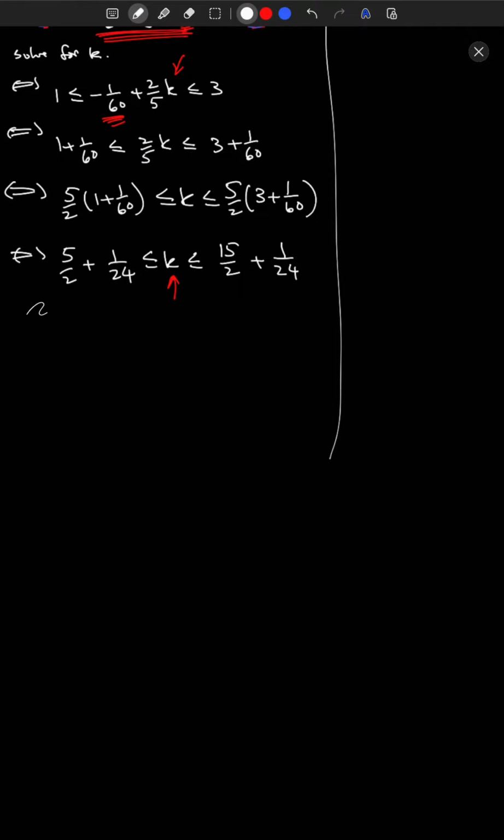But what I want to do is, because k is an integer, I want to simplify this guy so that it's an integer plus a fraction. All right, so 5 over 2 is 2 plus a half. So this left-hand side is actually 2 plus a half plus 1 over 24, less than or equal to k. This right-hand side, 15 over 2 is 7 plus a half plus 1 over 24.